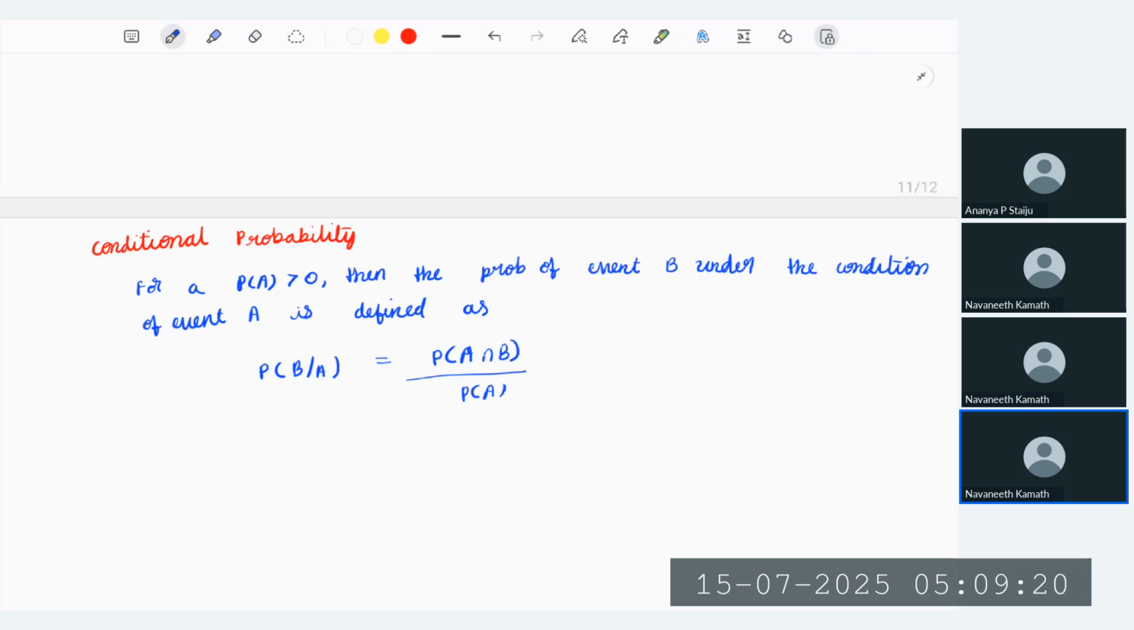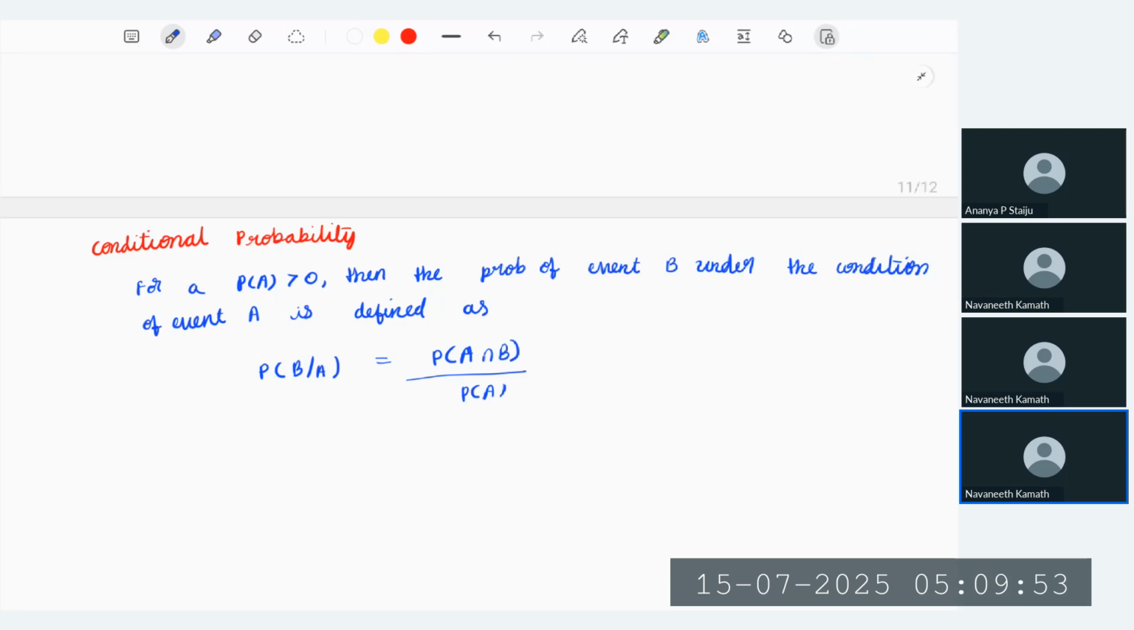Okay. So conditional probability means, for any event which has greater than zero probability, the probability of the event B happening under the condition that A has already happened. That is called a conditional probability. Here the condition is that A has already happened. What is the probability of B now?